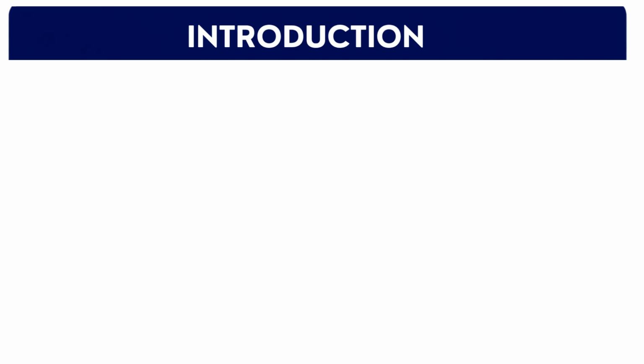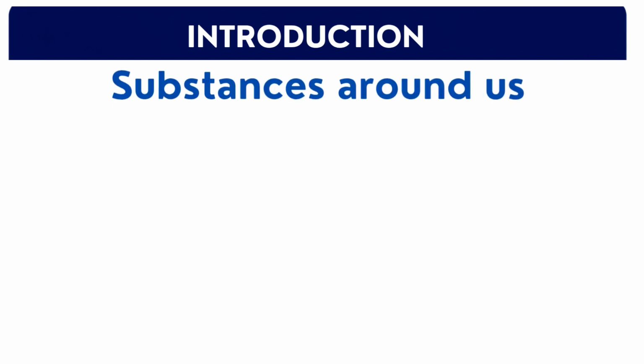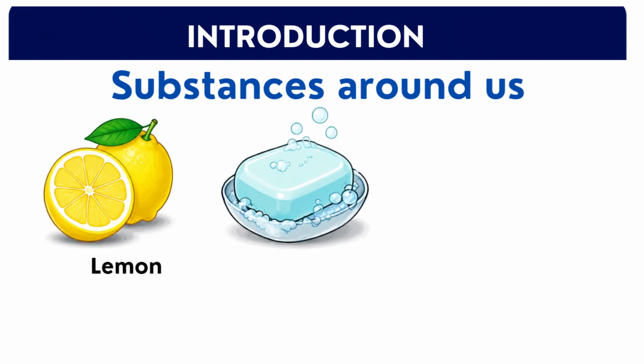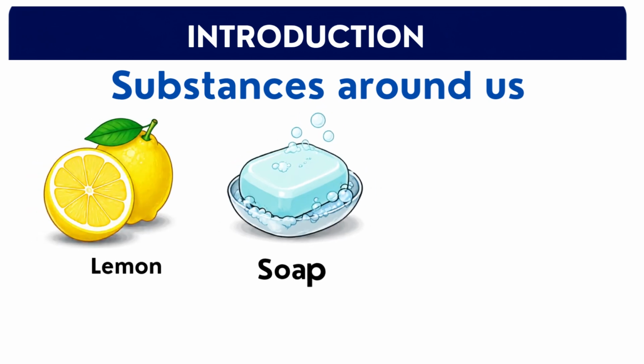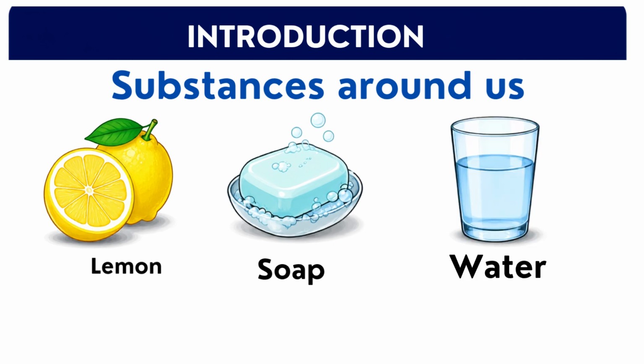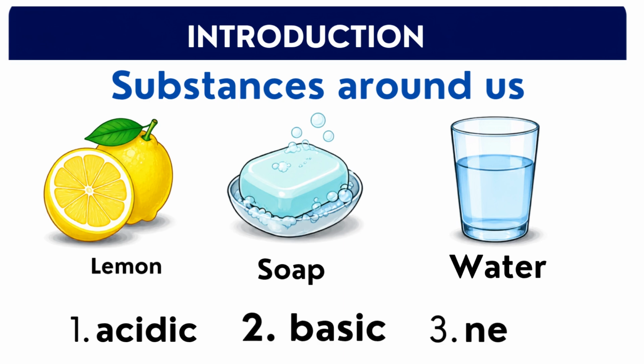First, introduction. Every day we see many substances around us. Some substances are sour like lemon, some are bitter or feel slippery like soap, and some are neither sour nor bitter, it means no taste, like water. On this basis, substances are classified into three categories. First is acids, second is bases and third one is neutral.